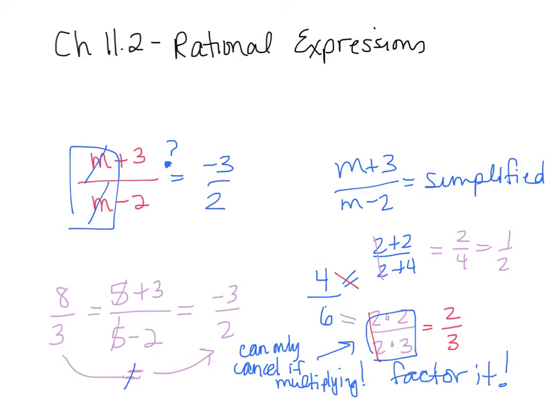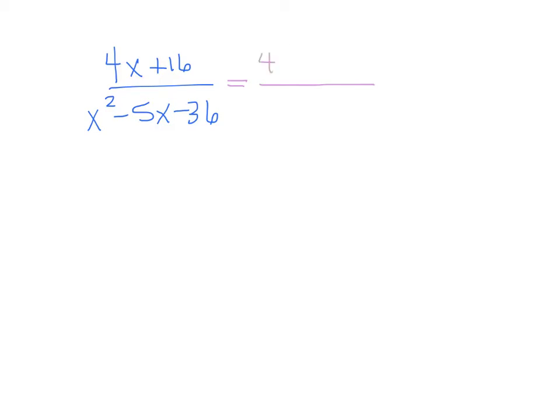So let's look at an example. What happens if we have 4x plus 16 over x squared minus 5x minus 36? At the moment, you can't cross out anything because I have addition and subtraction everywhere. So what we want to do is factor the top, factor the bottom. So on the top, 2 terms. Remember, with 2 terms, you're either looking at a difference of squares or a greatest common factor. And we have a greatest common factor of 4. So we pull out a 4 and get x plus 4.